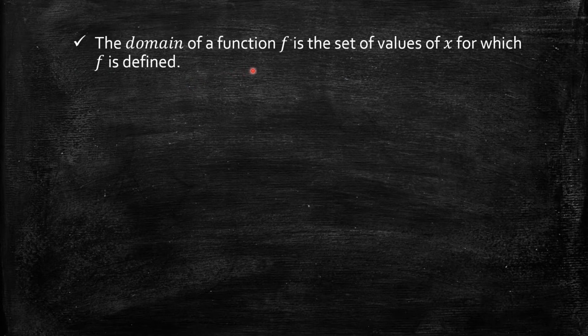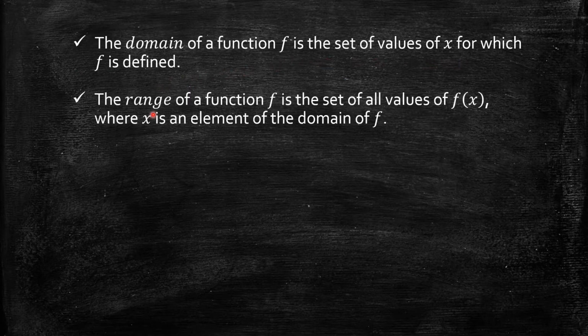The domain of a function f is the set of values of x for which f is defined. And the range of a function f is the set of all values of f of x, where x is an element of the domain of f.